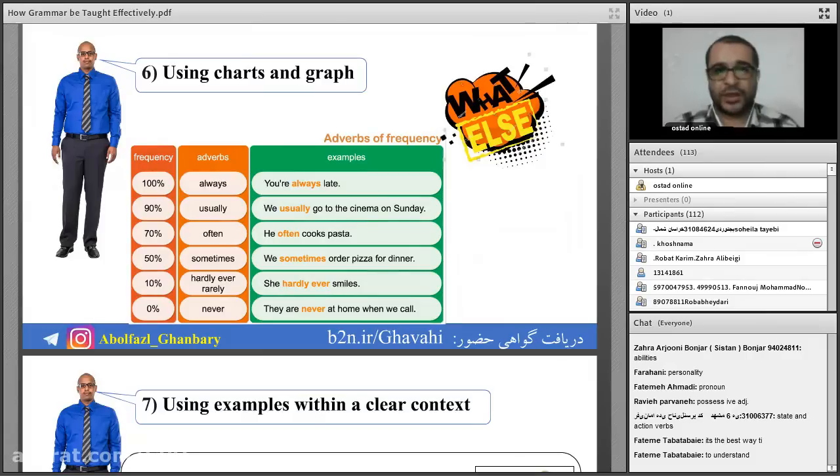The next one is using charts and graphs. For example, if you want to teach adverbs of frequency, it can help us more effectively. And there is no need to give more explanation about the meaning of always, usually, often, and other types of adverbs of frequency. For what kind of rules, again, can we use charts and graphs? Can you say? For which type of rules can we use charts and graphs?